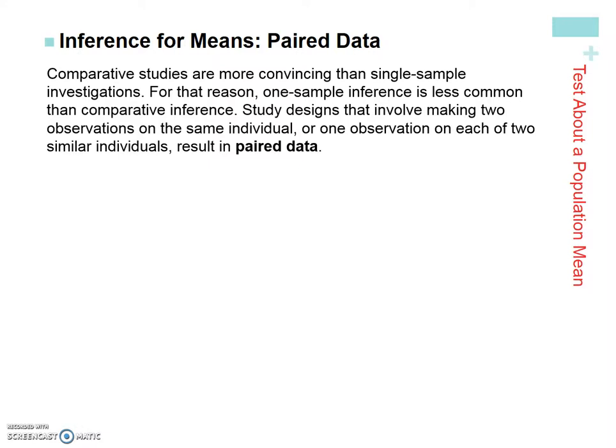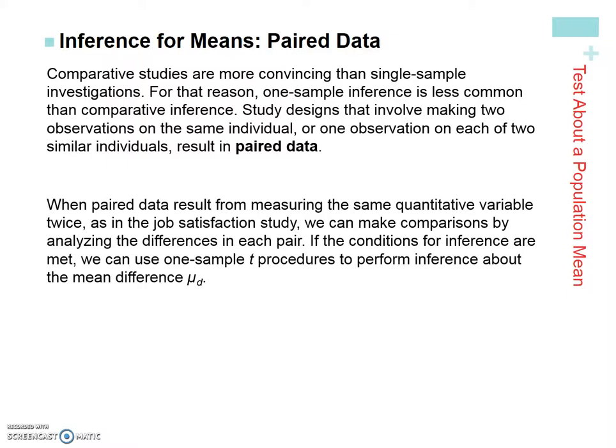Now, comparative studies are more convincing than single sample investigations. So for that reason, one sample inference is less common than comparative inference. Study designs that involve making two observations on the same individual, or one observation on each of two similar individuals, result in what we call paired data. So even though it's two things, they are linked together.